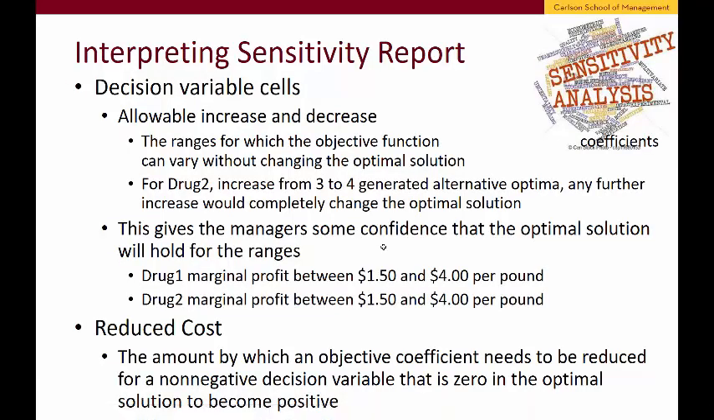Next, we're going to discuss the concept of a reduced cost, which is a little tricky at the beginning. Reduced cost is, as the definition states at the bottom of the current slide, the amount by which an objective function coefficient, C1 or C2, needs to be reduced for a non-negative decision variable that is 0 in the optimal solution to become positive. That sounds a little abstract, granted.